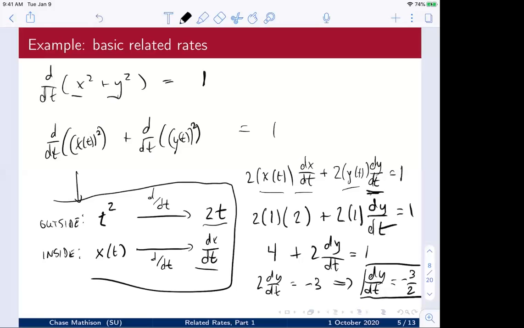Once we got to here, you could write this just as 2x dx/dt plus 2y dy/dt is equal to 1. You don't really need to explicitly write x is x of t and y is y of t. I was just making that explicitly clear so that you could see what was happening when we were taking the derivative. Excellent question.